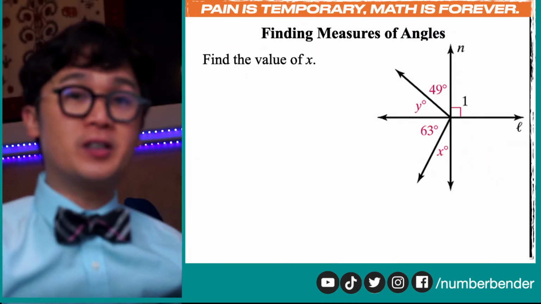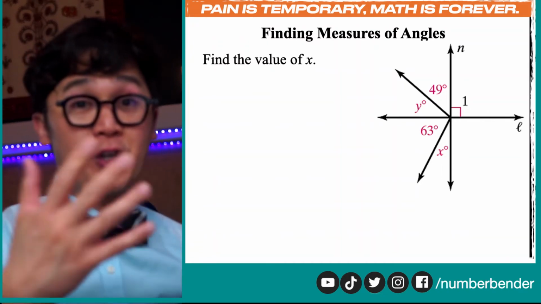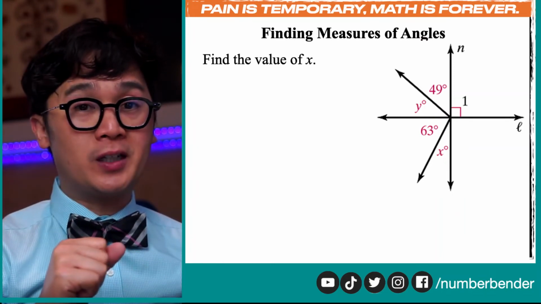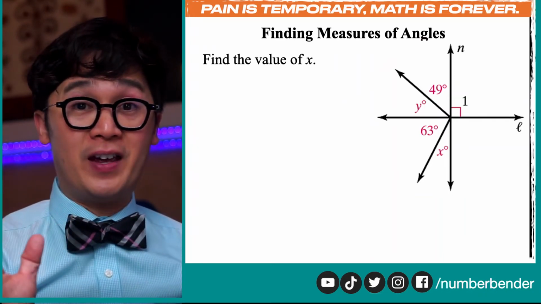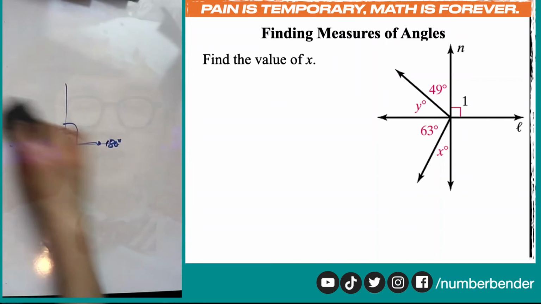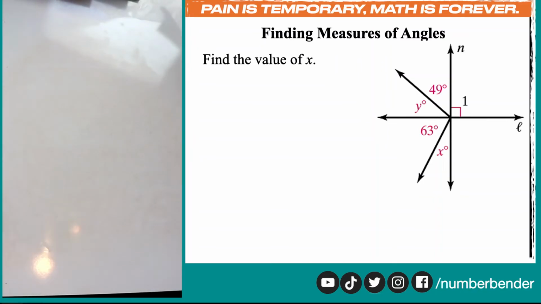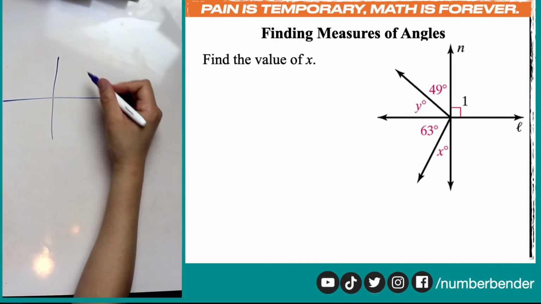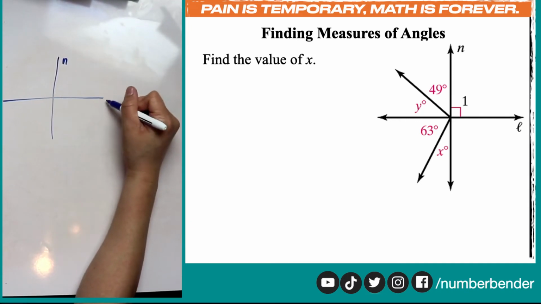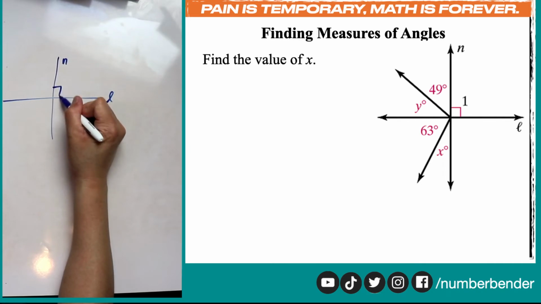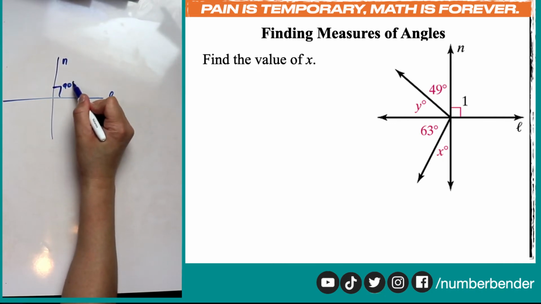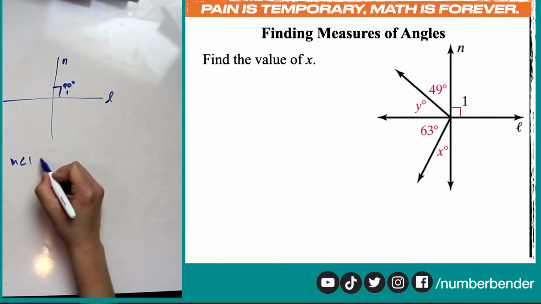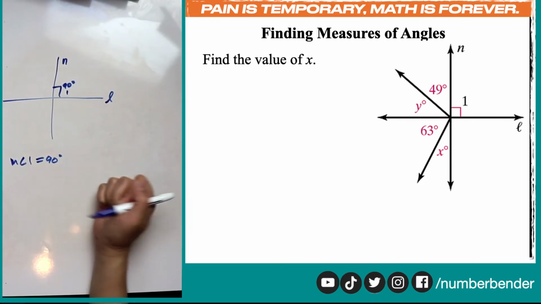And we know that when we are solving for x in a geometry problem, we need to combine our skills in algebra and geometry to be able to find the value of x. And just like proving, it's always easy if we visualize our figures. So we know that this is N and this is L, and we know that these lines form a 90-degree angle. So that means the measurement of angle 1 is equal to 90 degrees.